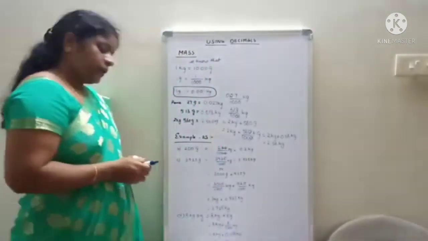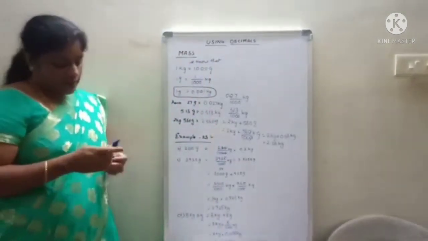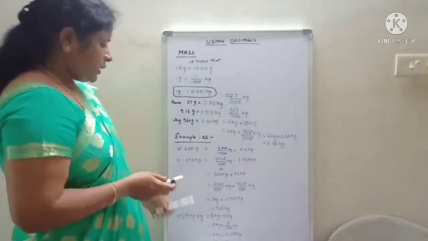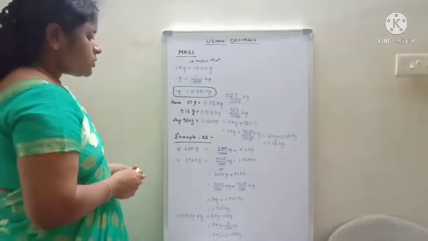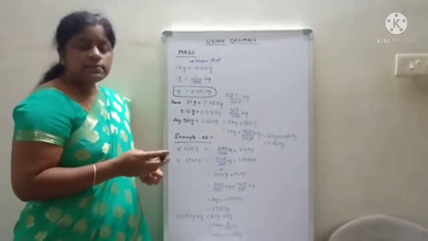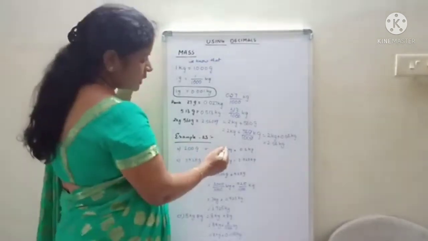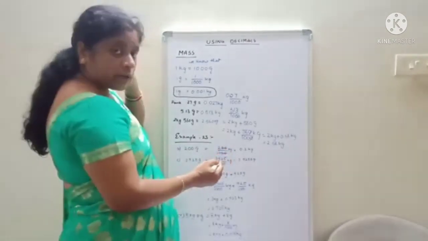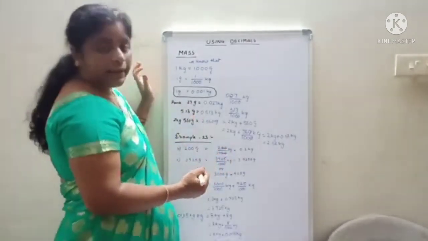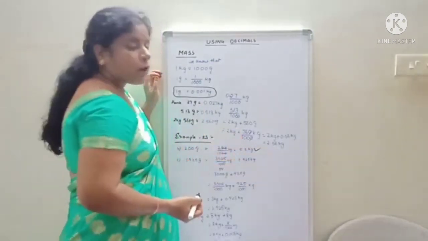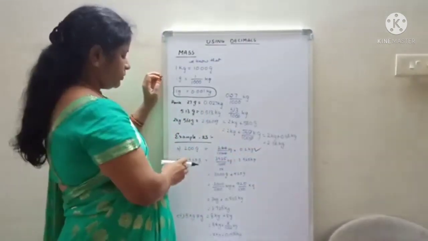See example number 23. Express the following in kilograms. Here 200 grams is given. 200 grams converted into kgs means 200 by 1000 kg. Cancel 2 zeros in the numerator and denominator. We get 2 by 10. Converting 2 by 10 into decimals, it is nothing but 0.2 kg.